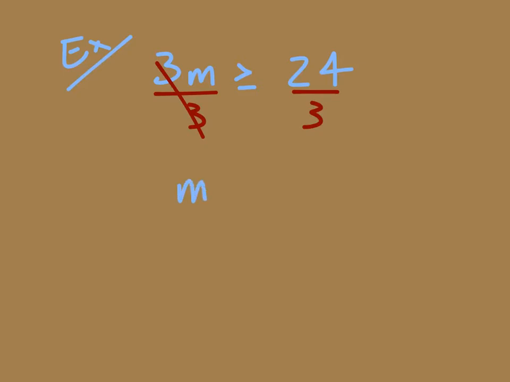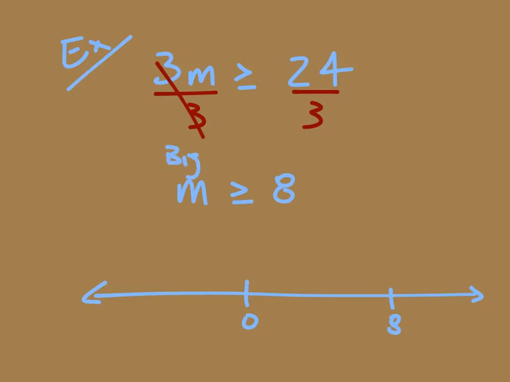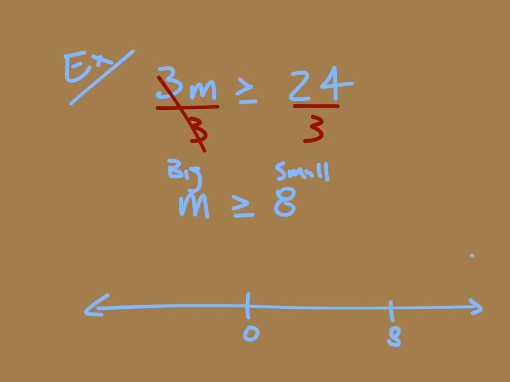and I'm left with m is greater than or equal to 8. All right, now let's quickly graph this inequality here. I'm going to put 0, and then I'm going to put 8. Because I've got m is greater than or equal to 8, I know that m is big, and the 8 is small. Because m is big, if I go to the right of my graph, that's big. So I want to use a closed-in circle and then shade to the right on my graph.